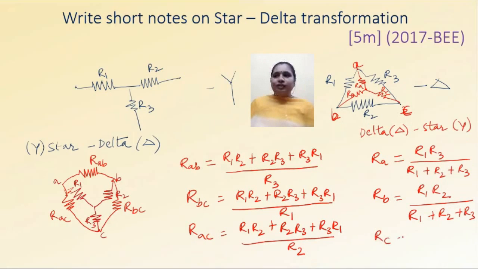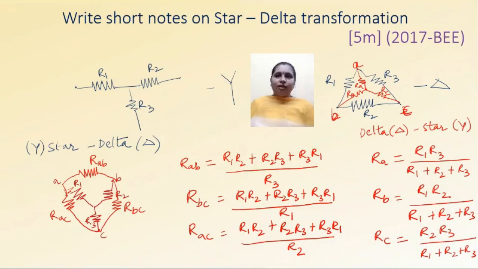Similarly, RC. RC, what is that? R2 and R3. So R2, R3 divided by R1 plus R2 plus R3. So first, to convert any star to delta, you need to first mention the points, mention the resistors with the points, either it has numbers or alphabets. Okay, so here I have converted star to delta.